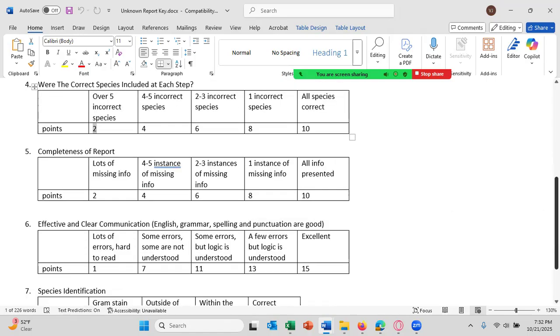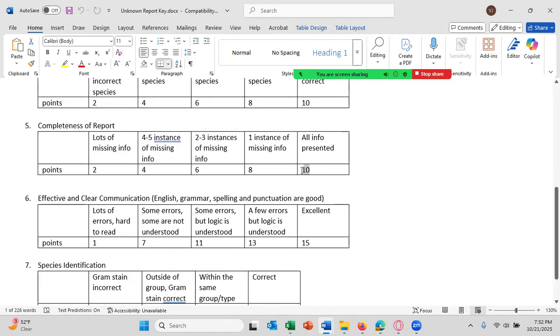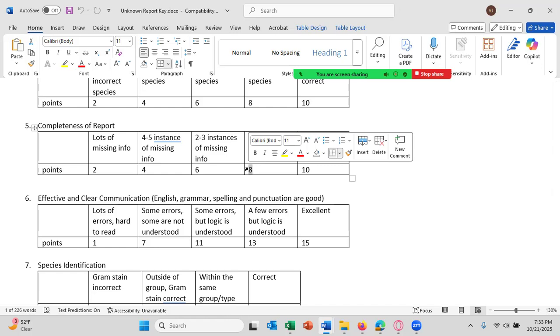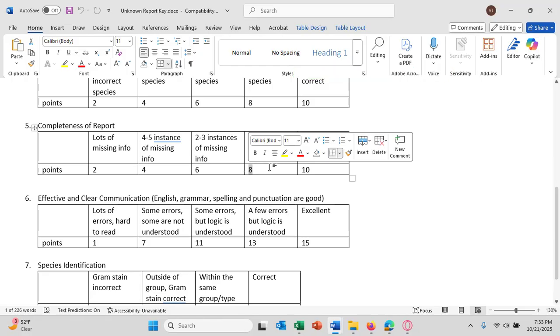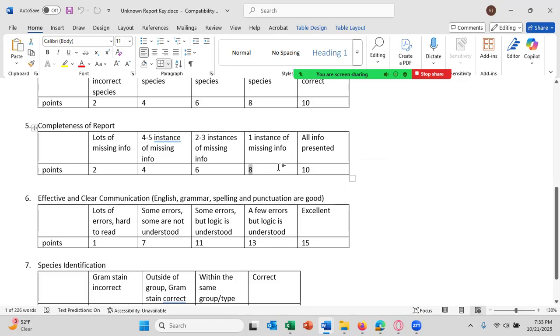Completeness of report: if all the information is presented, 10 out of 10. If you left something out of your document, like you didn't have the in-text citations and you should have, meaning you quoted someone and didn't put it in the text citation, that's one instance of missing information. Another case is if you don't have the full references, that's one instance of missing information. If you don't have the table detailing how you identified your species and you don't have the full references, you get 6 out of 10, etc.